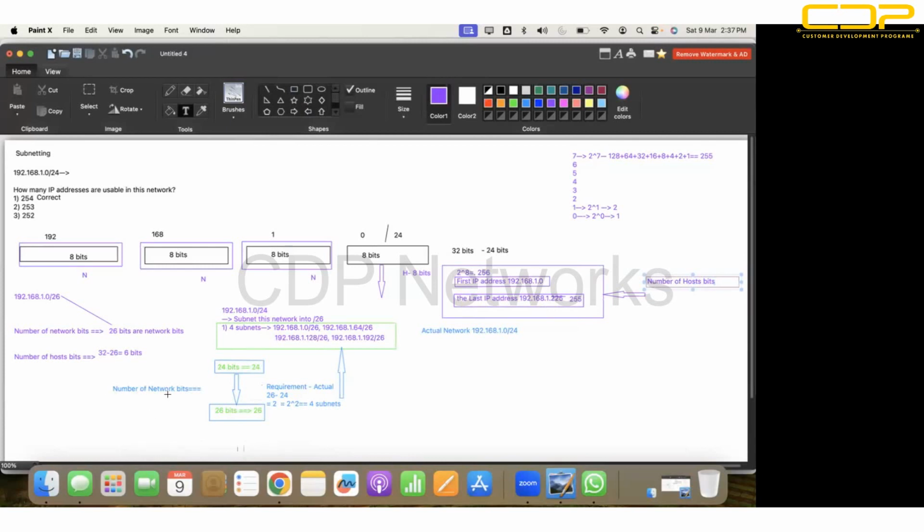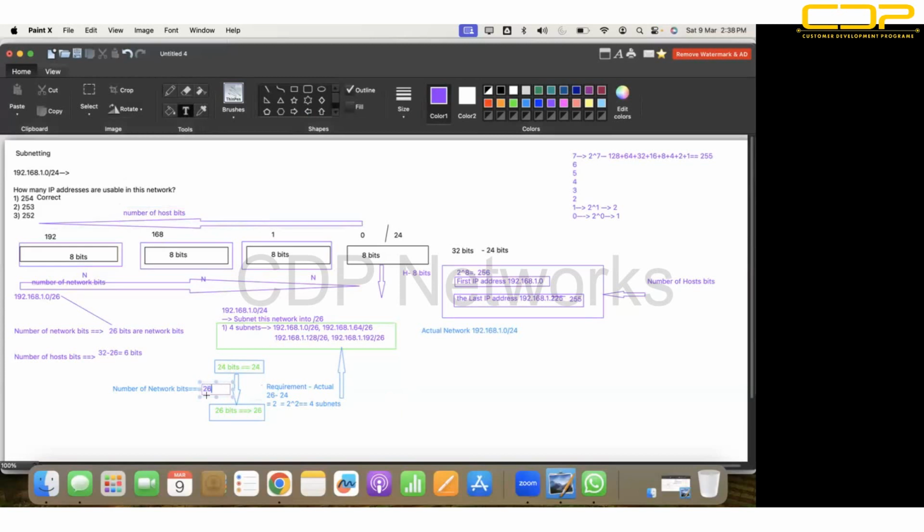Now I'm explaining how to calculate the number of network bits. Just for your information, the calculation of the number of network bits goes from left to right, and the number of host bits goes from right to left. You got me? So now somebody said the number of network bits is 26, right?